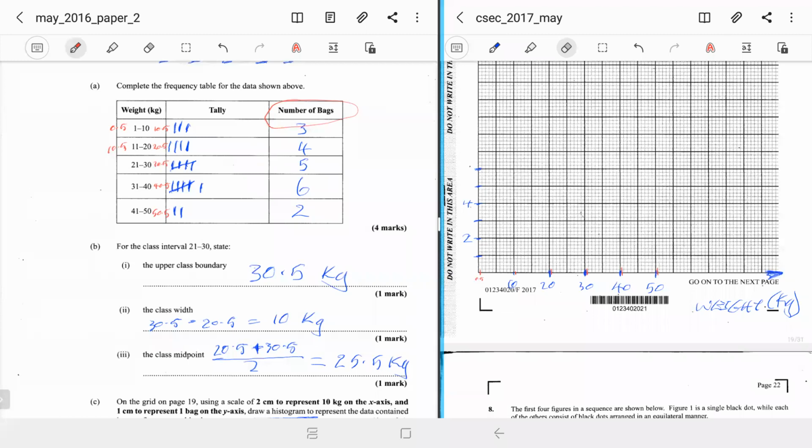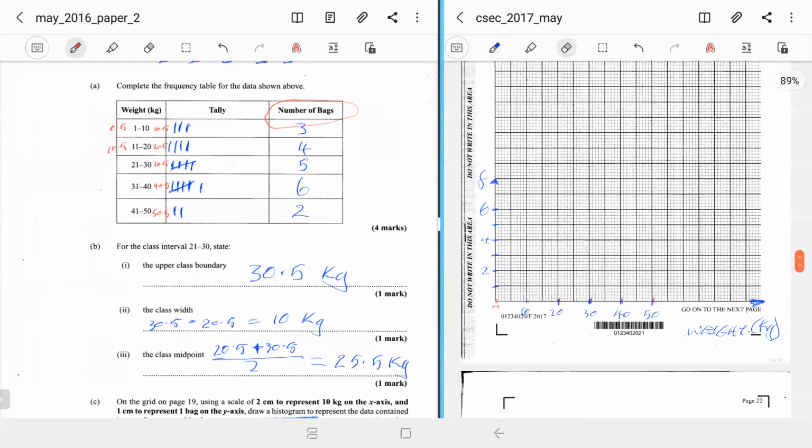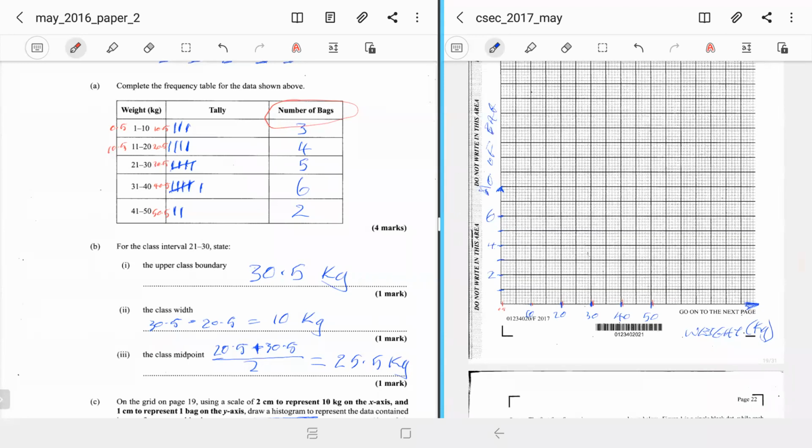All right. So this is now 6 bags. And that was the highest frequency. I'm going to put up here, I can write frequency or I can write number of bags. I can write number of bags up here. All right. Number of bags, which is still a frequency. The number of bags. All right. So I can do that.